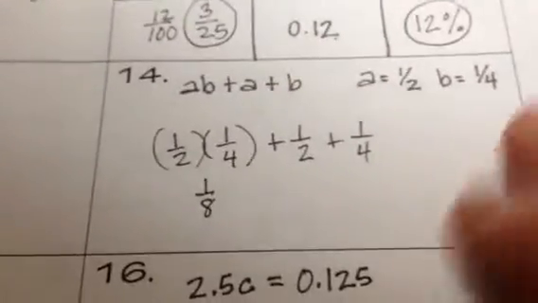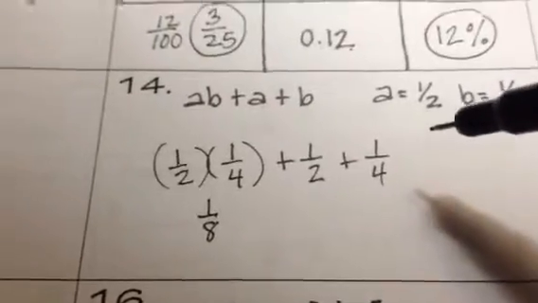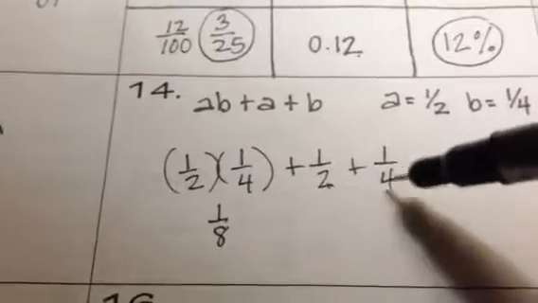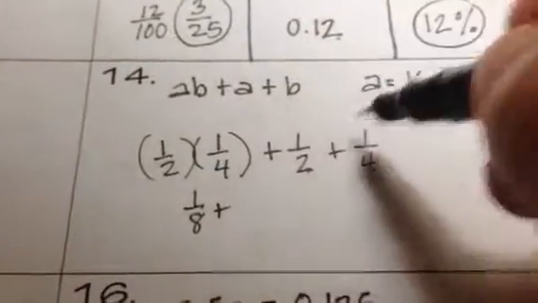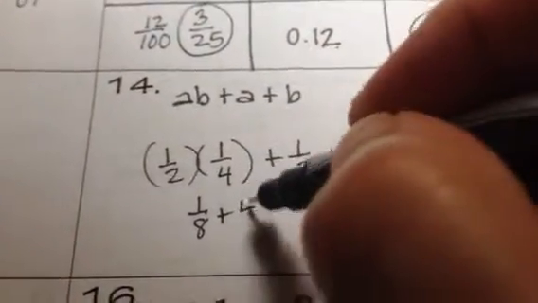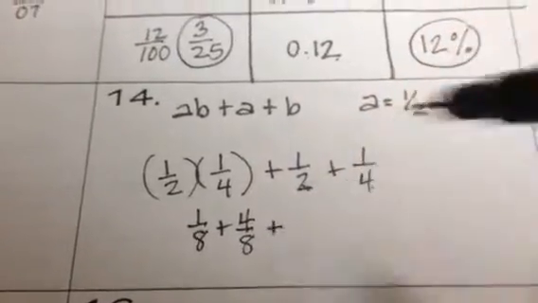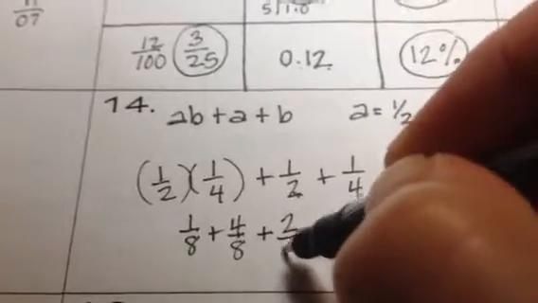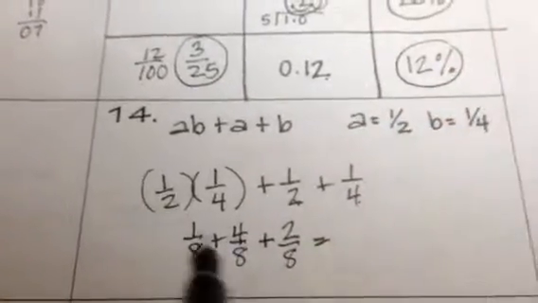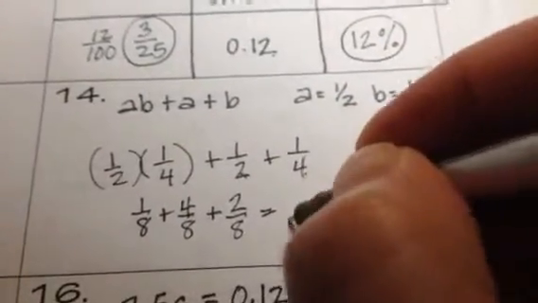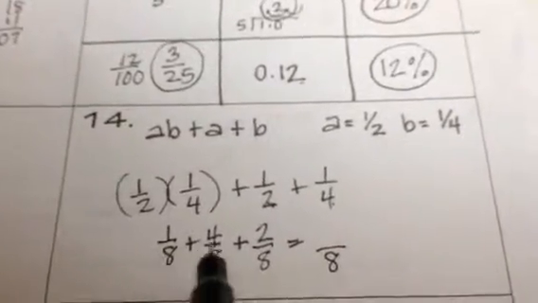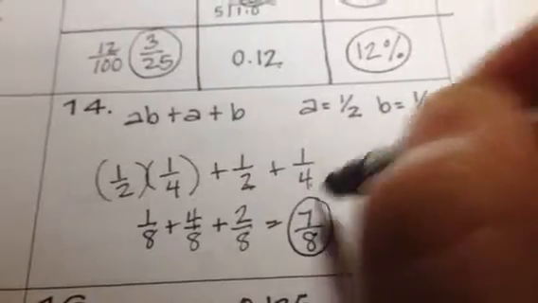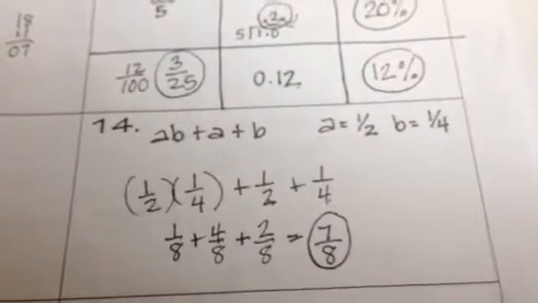Now, I know when I add, I must have common denominators. What do I have to multiply 2 by to get 8? 4. So this one's going to turn into 4/8. Plus, what did I have to multiply 4 by? 2. So this one's going to be 2/8. Now when I add, the denominator stays the same, and I add the numerator. I got 5, 6, 7. So my answer is 7/8.